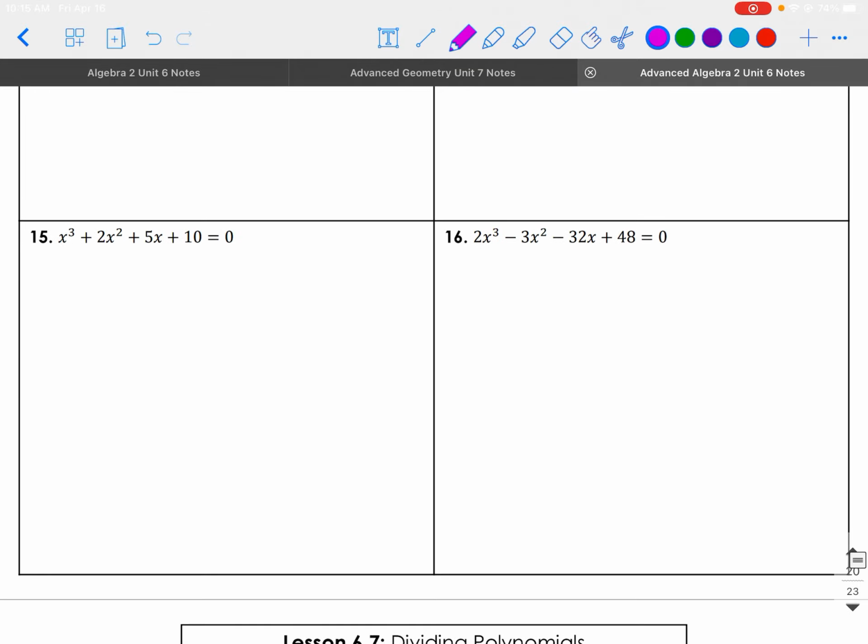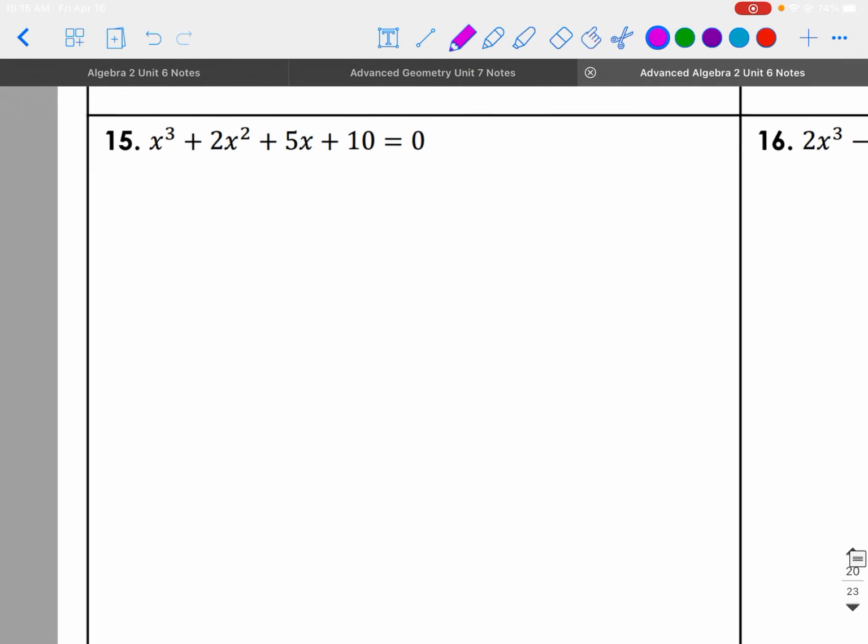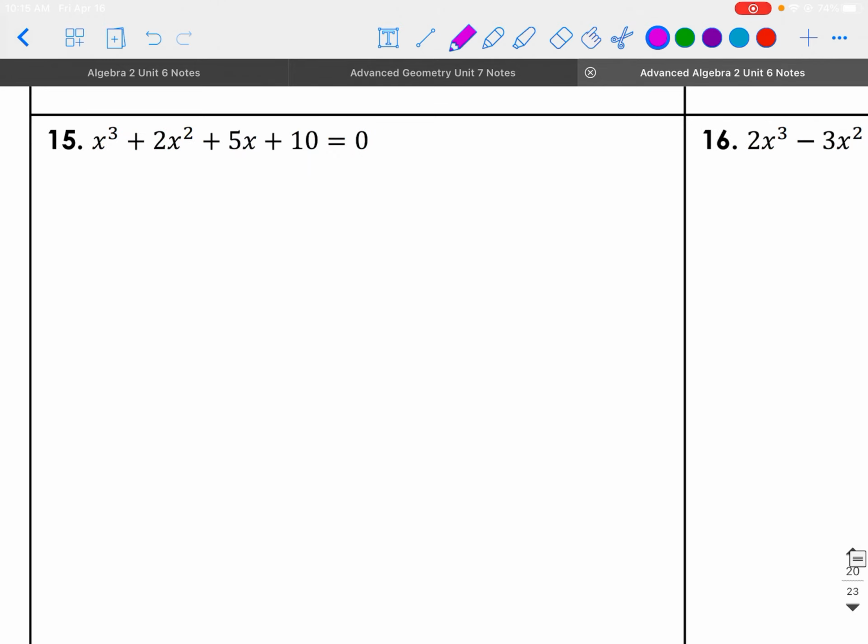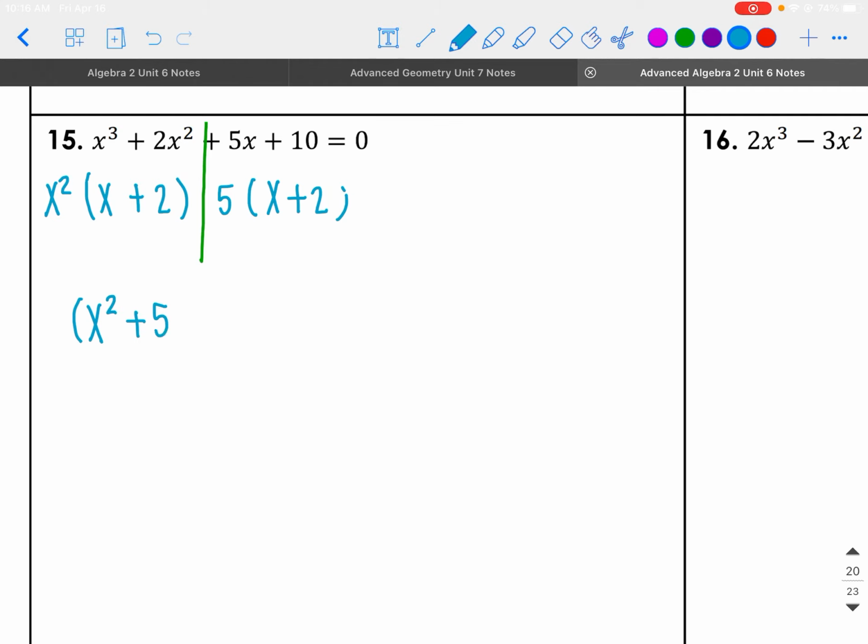All right, let's see if there's any grouping in here. Let's do one of these groupings and then we'll be done. So with grouping, remember we split down the middle and we do the GCF of each side. Left side, I can factor out an x squared, x plus 2. And then over here, I can factor out a 5, x plus 2. So this factors to x squared plus 5, x plus 2.